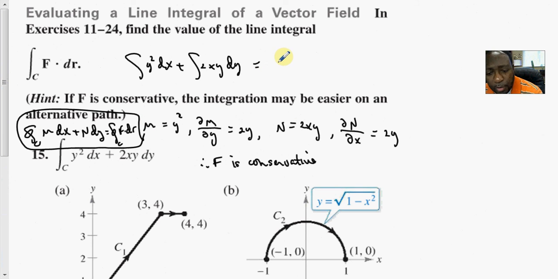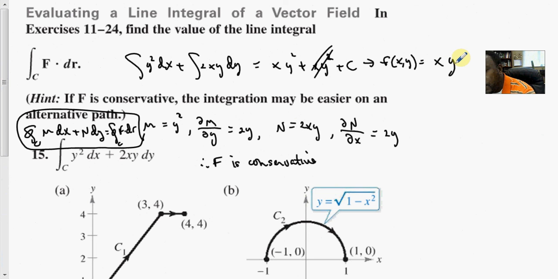So we integrate here, we get x y squared plus 2x y squared divided by 2, which is x y squared plus some constant. So we're going to take the potential function, little f of x, y. We delete the repeat and just keep one. So we just have here x times y squared. Well, that's all we need.